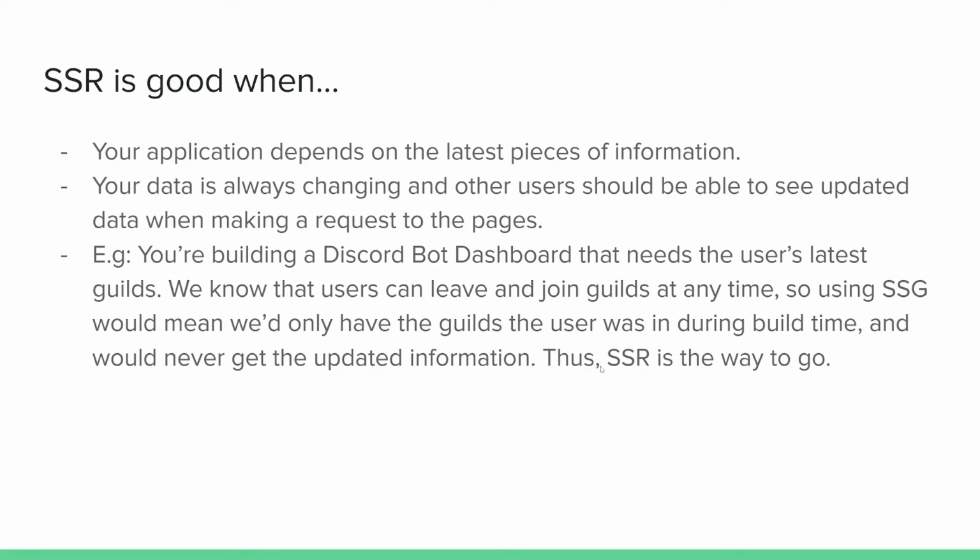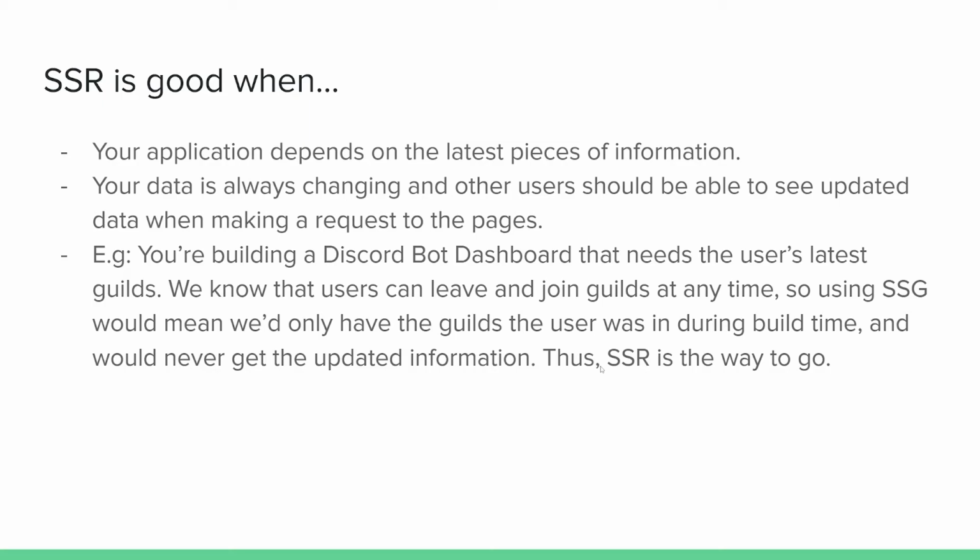Another example I could give you is, let's say we're interacting with the Discord API, building a Discord bot dashboard, and we need the user's latest guilds to be rendered on our page. Well, we know that users can leave Discord servers, also known as guilds, at any time, and they can also join new servers at any time.